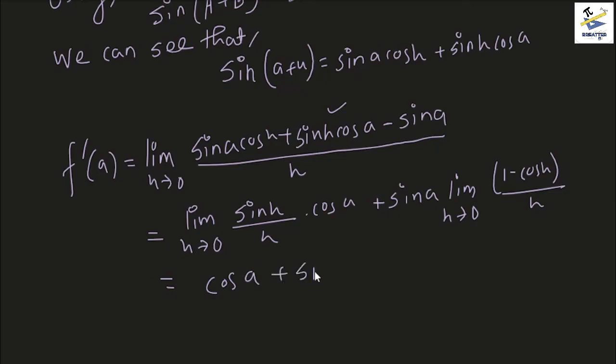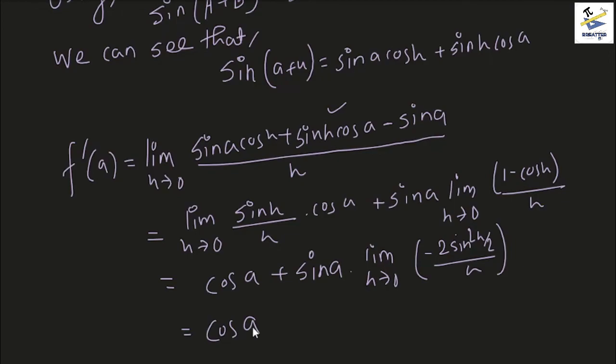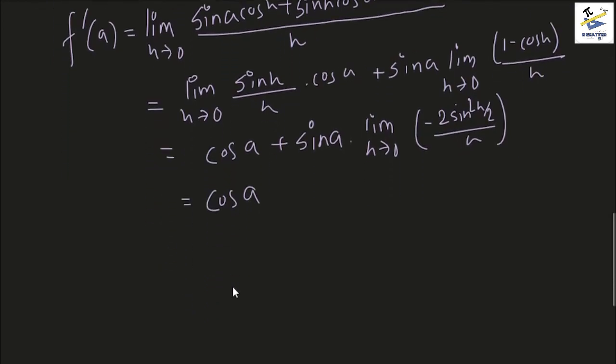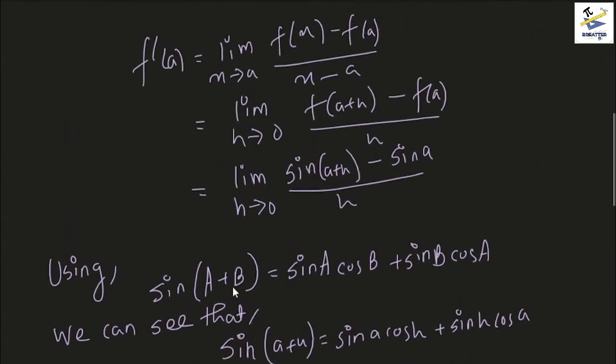And the next one, sin a into, now we first use the formula for 1 minus cos theta is equal to 2 sin square theta by 2. So using that formula it becomes minus 2 sin square h by 2, divided by h, and this limit goes to 0, because if it was sin h by 2 we could have found the answer, but since it is sin square h by 2 it goes to 0, so the answer is cos of a. So the derivative of sin of x at the point a is cos of a, right?